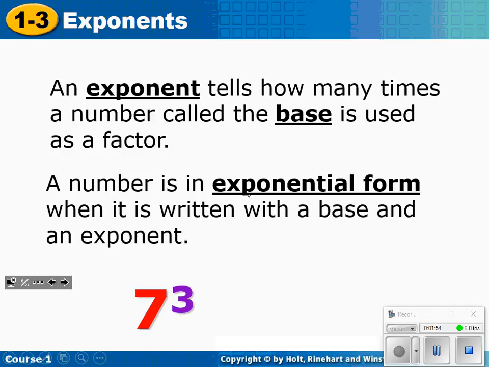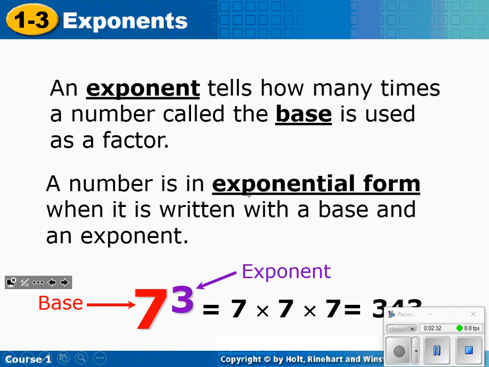How do I read that? Anyone know? 7 to the third power. Okay? Anyone tell me what the base is? What's the base? 7. What's the exponent? 3. And what does it mean? Austin. It means 7 times 7 times 7, which equals 343.